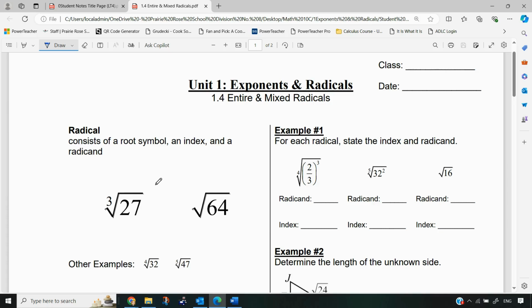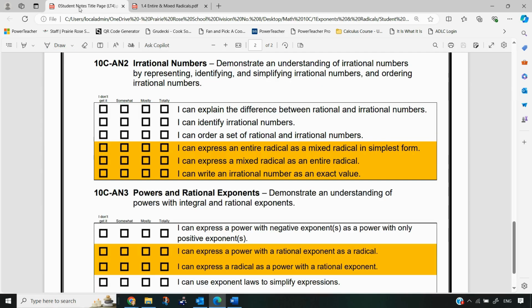Welcome back. Today we're going to be talking about topic 1.4, entire and mixed radicals. To get started, let's take a look at our learning targets.